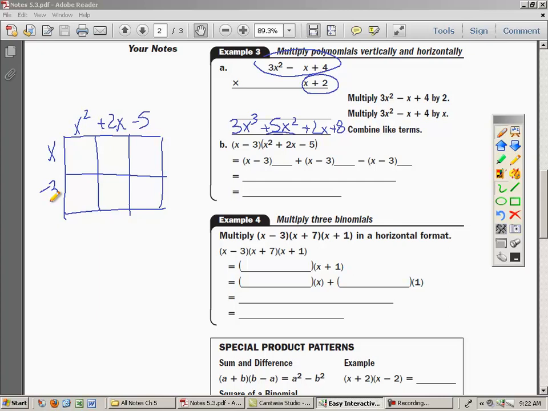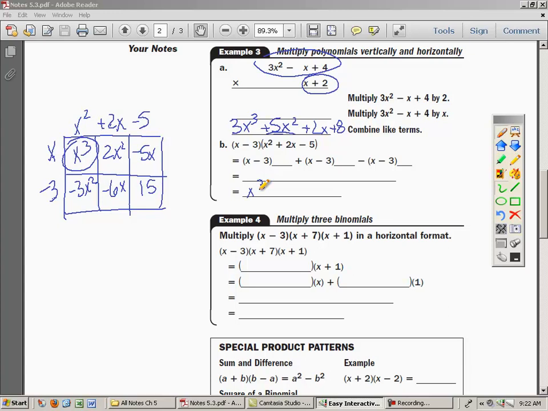All right, so this becomes x to the third. This becomes 2x squared. This is negative 5x. Negative 3 times x squared is negative 3x squared. Negative 3 times positive 2 is negative 6x. Negative 3 times negative 5 is positive 15. Watch your signs. The only x to the third term in the entire problem is right there.